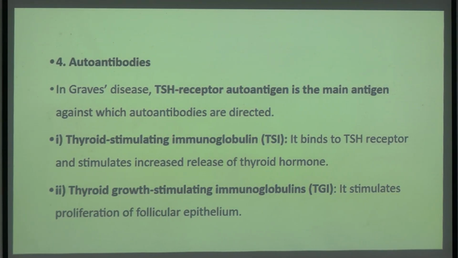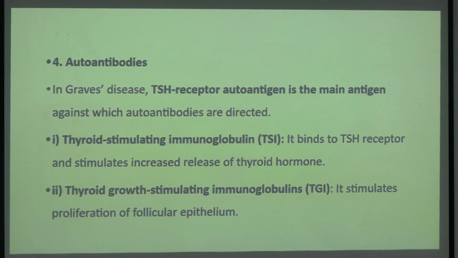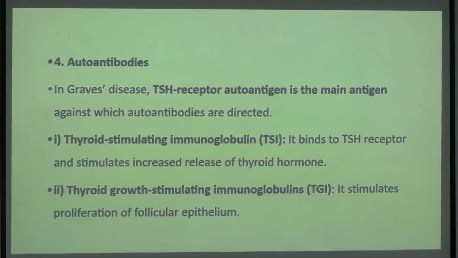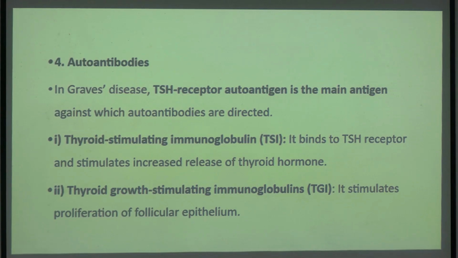Number 4 is autoantibodies. In Graves' disease, a TSH receptor autoantigen is the main antigen against which autoantibodies are directed. Number 1 is thyroid stimulating immunoglobulin or TSI. TSI binds to TSH receptor and stimulates increased release of thyroid hormone.